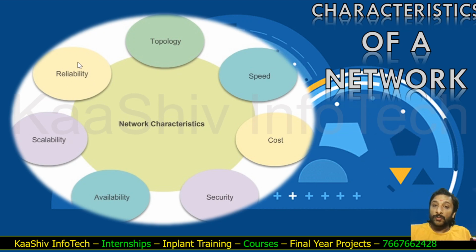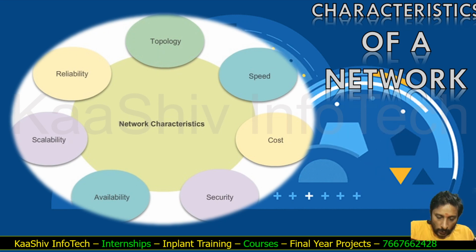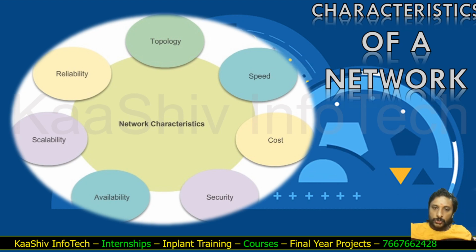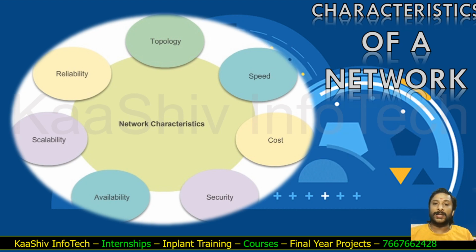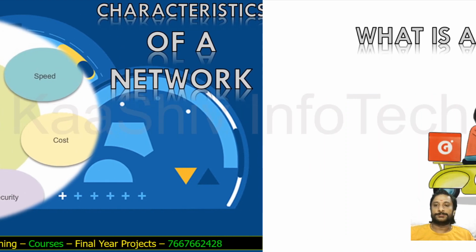The network should be reliable. Whatever data I'm sending, the same data should reach the destination. There should not be any change. And topology: how you are designing the network, how the computers should be connected, whether a device is in the center and the others connect around it, or how you want the devices to be connected. These are very, very important characteristics of your network.